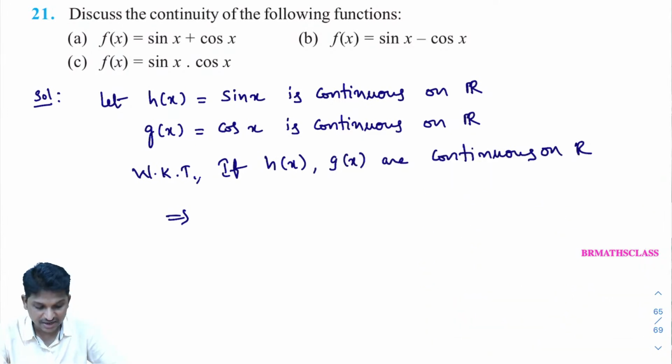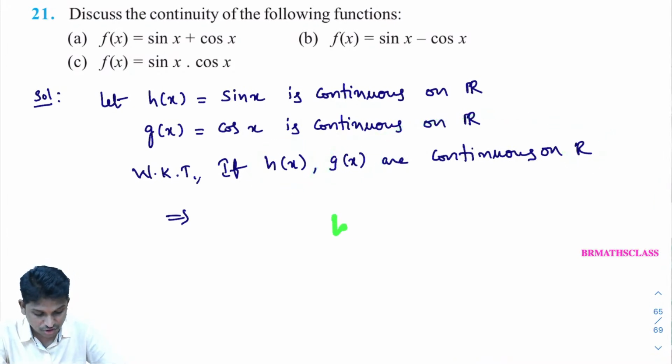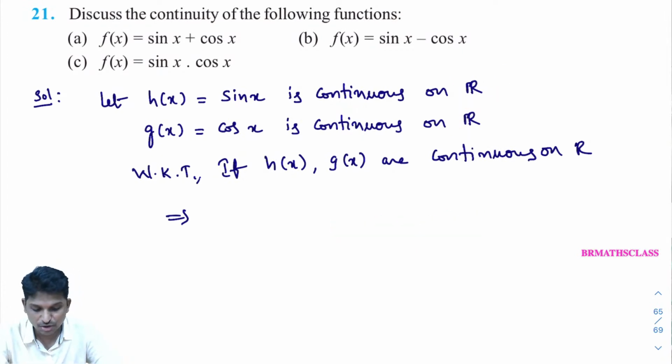What I am trying to say here: h of x is continuous on R, g of x is continuous on R. What is the domain of h of x plus g of x? It is R intersection R. Real numbers intersection real numbers is what? Is a real number only.